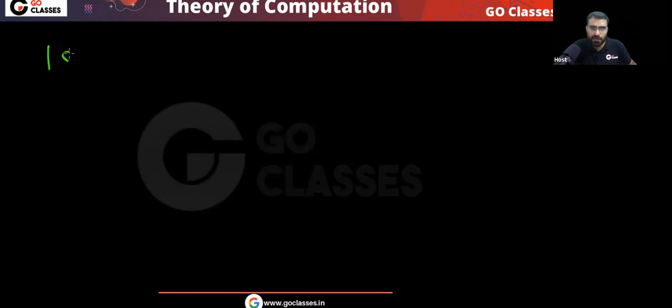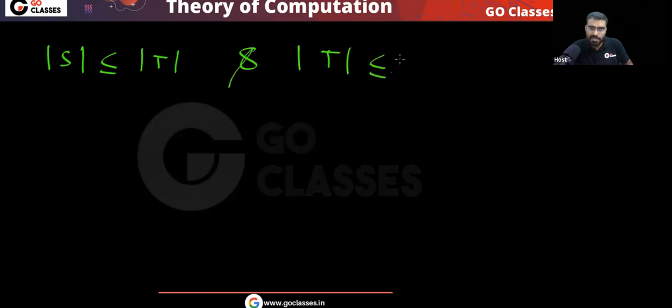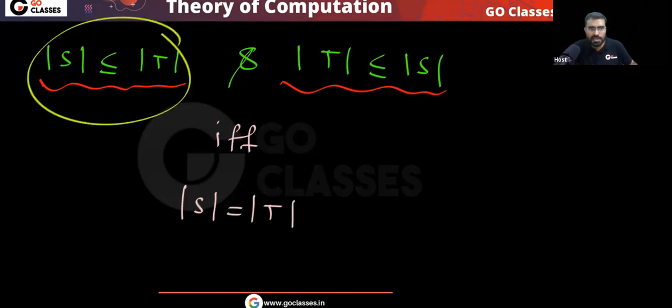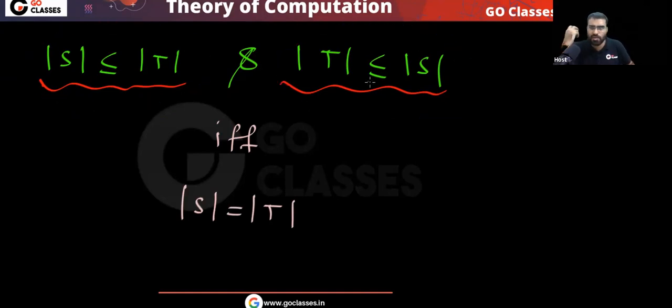You tell me one thing. If S cardinality is less than or equal to T cardinality and T cardinality is less than or equal to S cardinality, what can you say now? If this also happens, this also happens, then what can you say? That will happen if and only if set S cardinality is equal to set T cardinality. You can notice set S cardinality is less than or equal to T cardinality, and T cardinality is less than or equal to S cardinality. So that will happen if and only if they have same cardinality. Yes or no? Very simple.